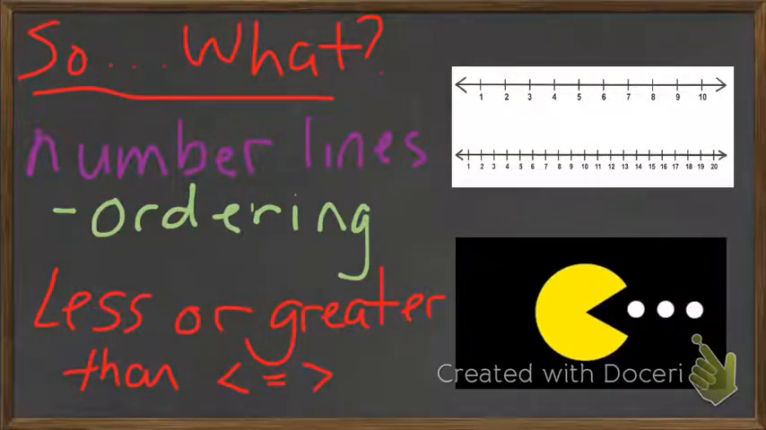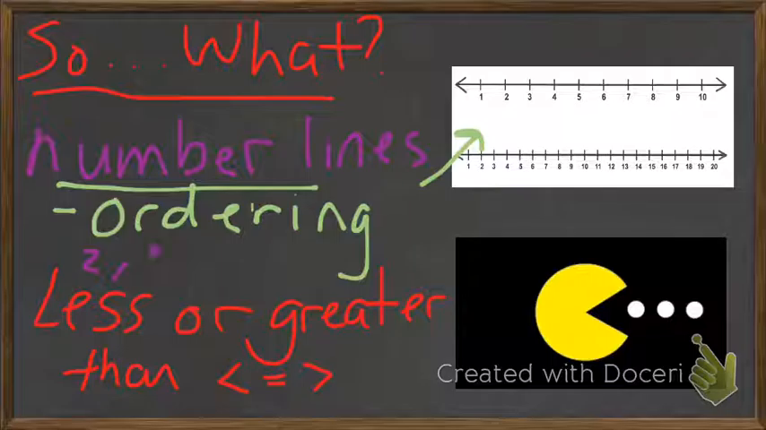So what does this all mean? Well, we're going to be looking at number lines, which is what we've got right here. We're going to be ordering our numbers. So let's say I have a whole bunch of numbers written down, like 2, 8, 12, minus 15, minus 3. We're going to put that in the proper order, either from least to greatest or greatest to least.